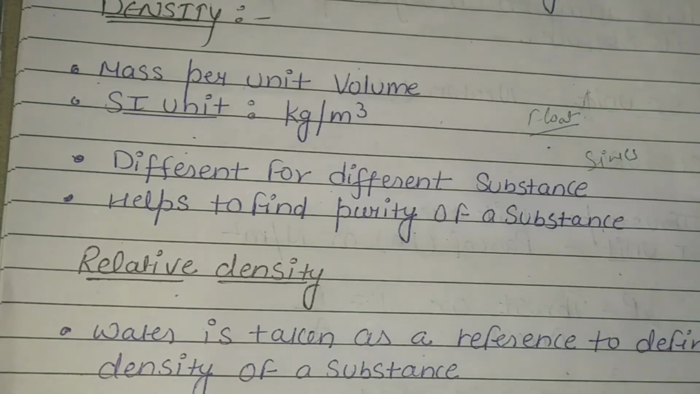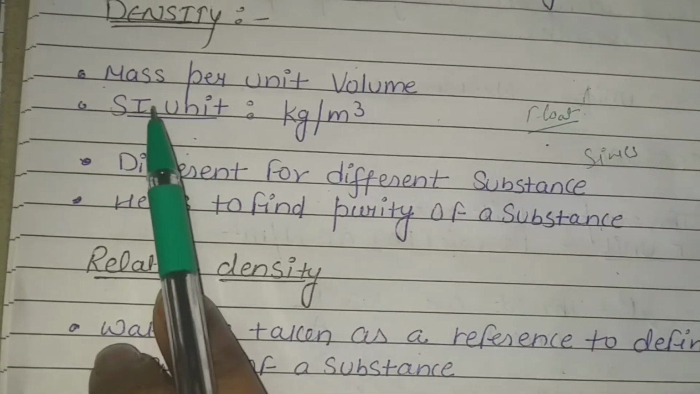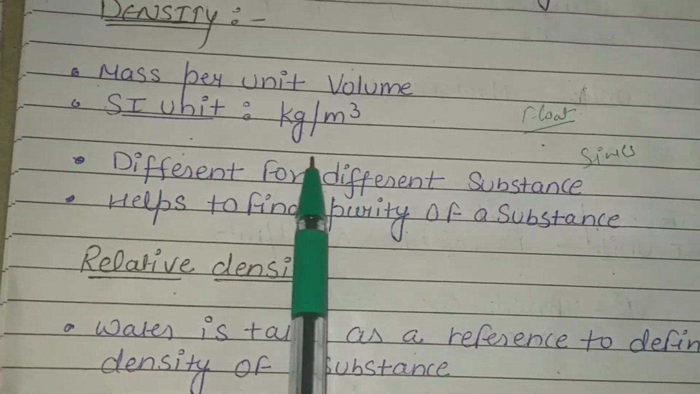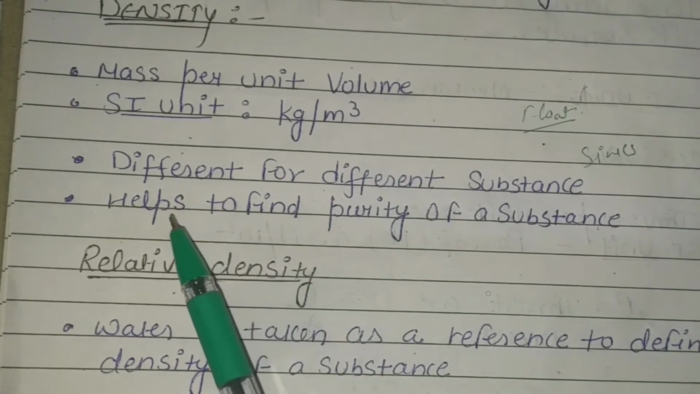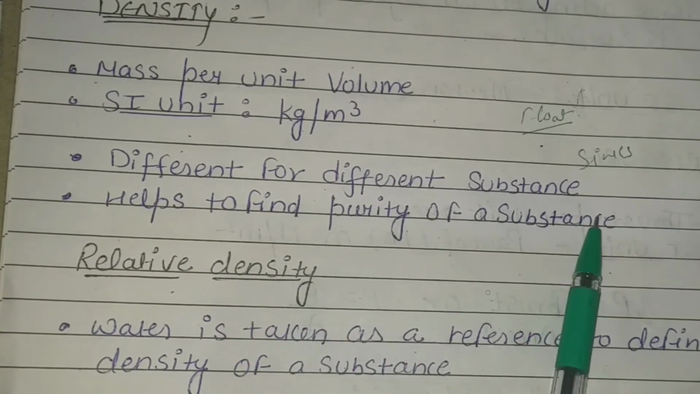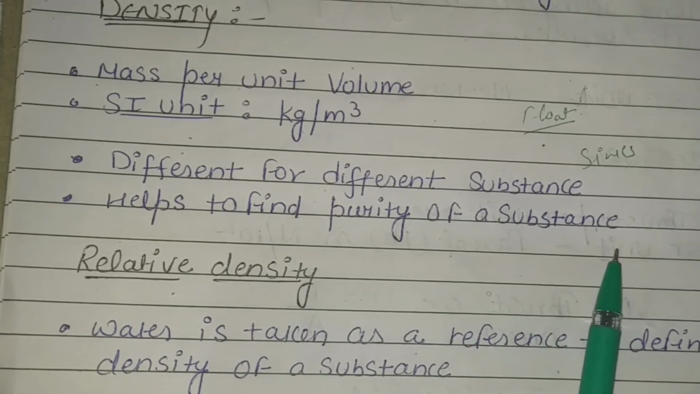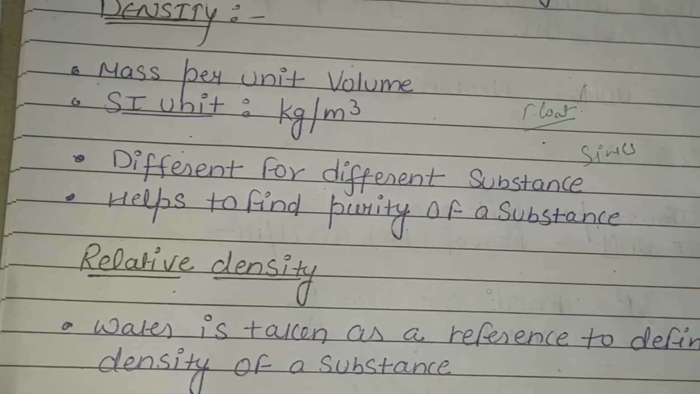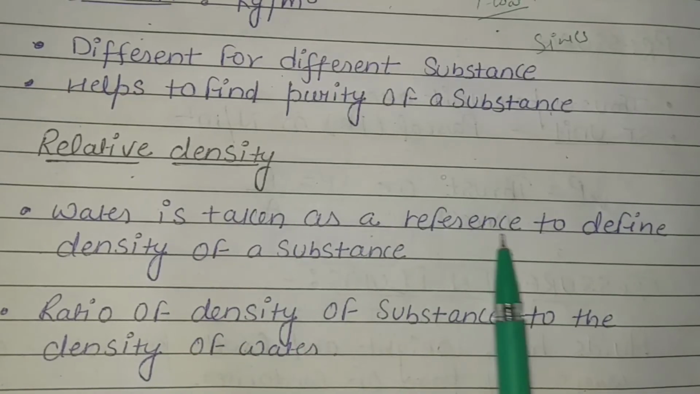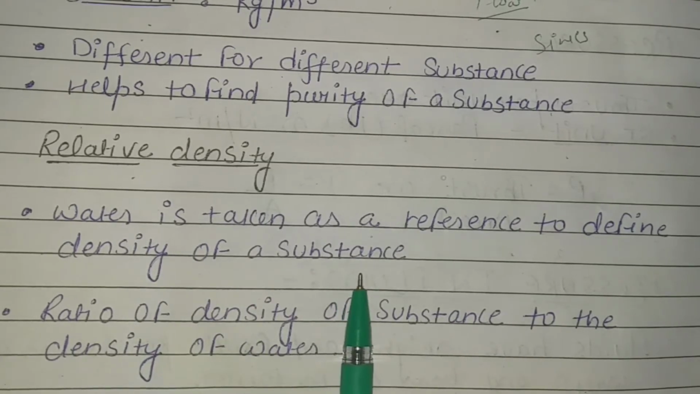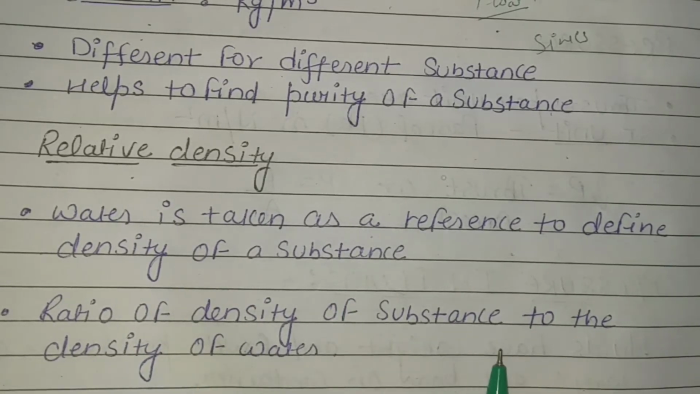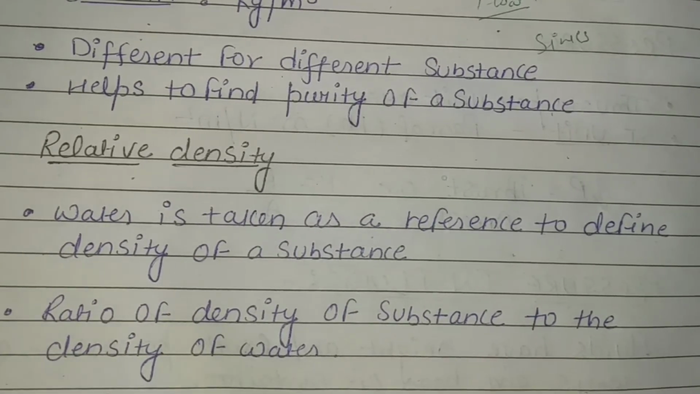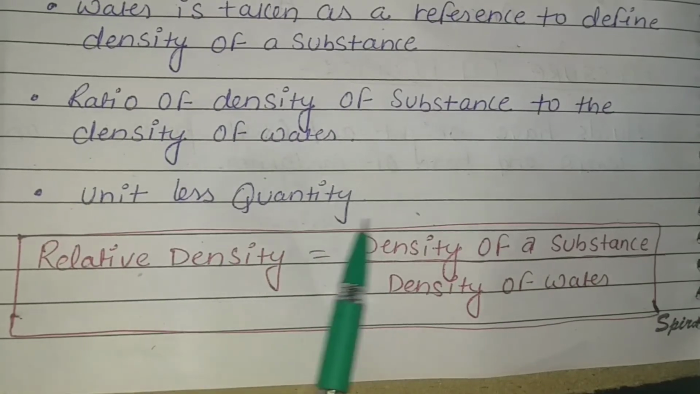So from this situation, we can conclude that density is basically the mass per unit volume, and the SI unit of density is kilogram per meter cube. It is different for different substances, and it helps to find the purity of the substance. We can also talk about the relative density, in which water is taken as a reference to define the density of the substance. The ratio of the density of a substance to the density of water is known as the relative density. It is a unitless quantity.